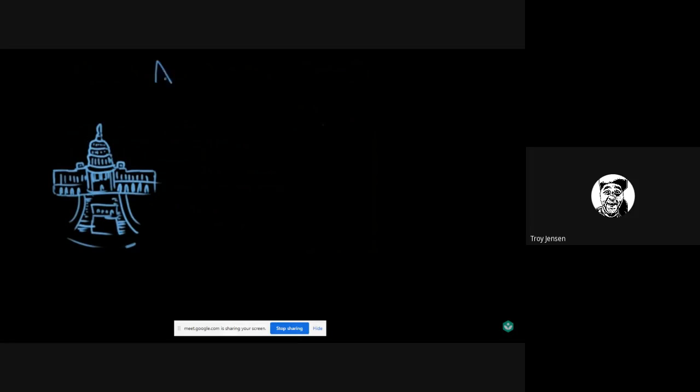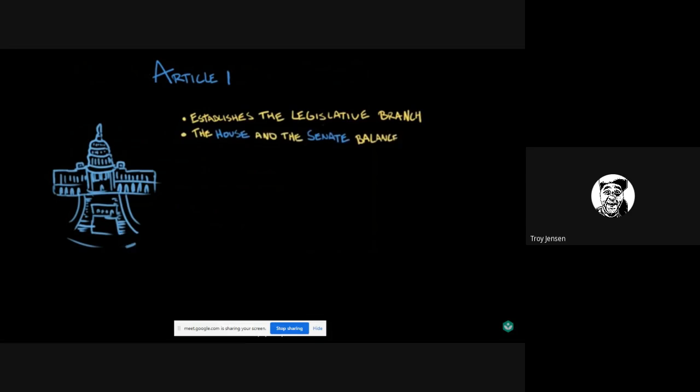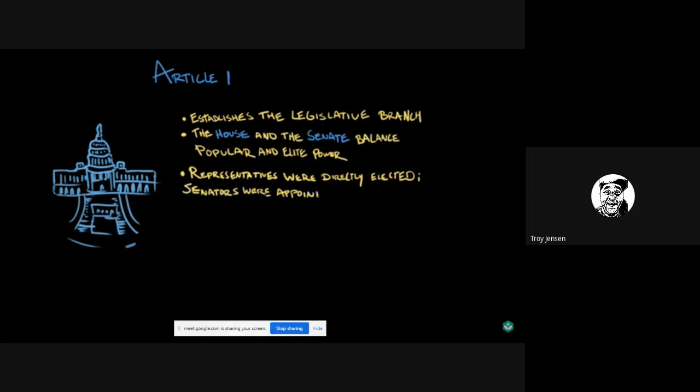So we've learned that Article 1 of the Constitution establishes the legislative branch of U.S. government, which is made up of the Senate and the House of Representatives. These two bodies were created to balance popular power with elite power, since members of the House of Representatives were directly elected by the people, whereas senators were appointed by state legislatures. Although one major change is that senators are now elected as well, what might really surprise the framers about Congress today is how its power has evolved over time.